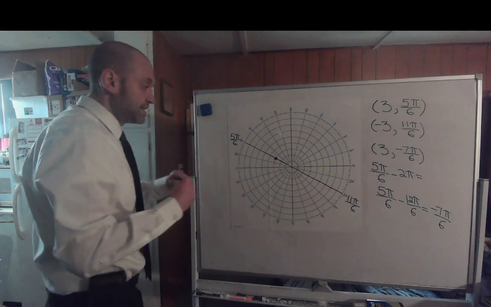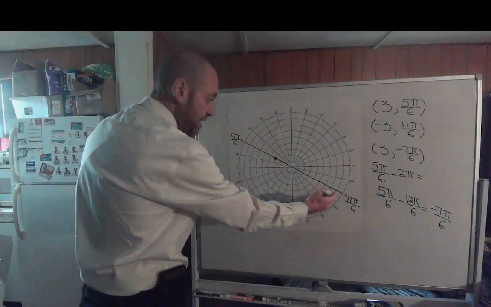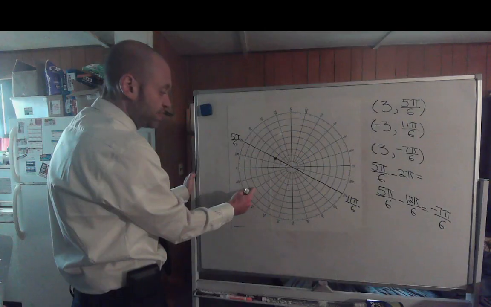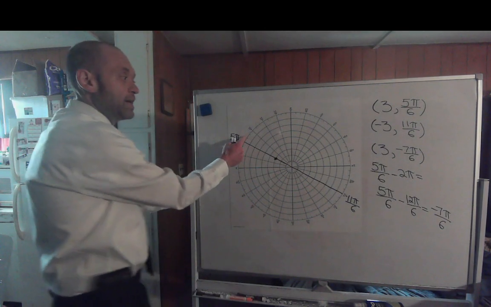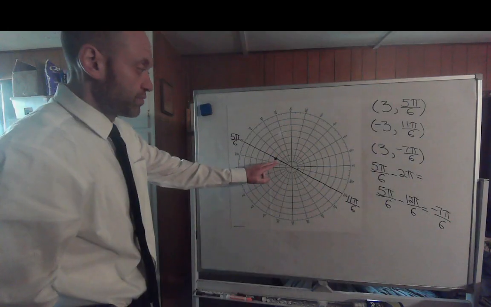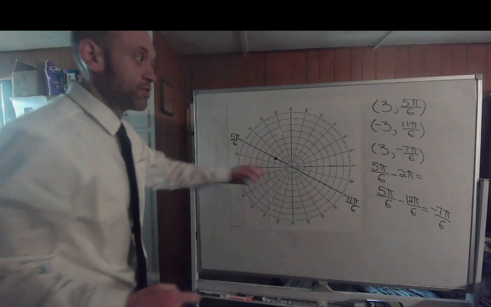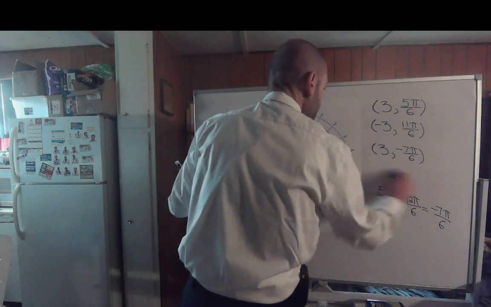And that makes sense. If you were starting here going in the negative direction, here's negative pi over 6, here's negative 5 pi over 6, here's negative 7 pi over 6. So at 3, negative 7 pi over 6, there is another way to write that same point.